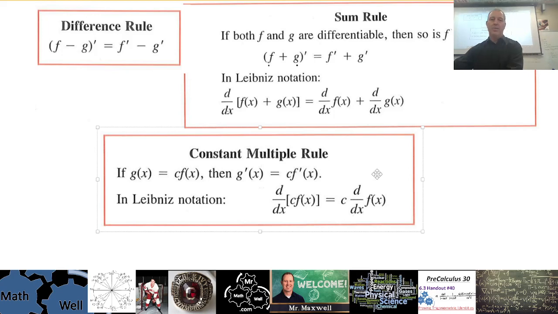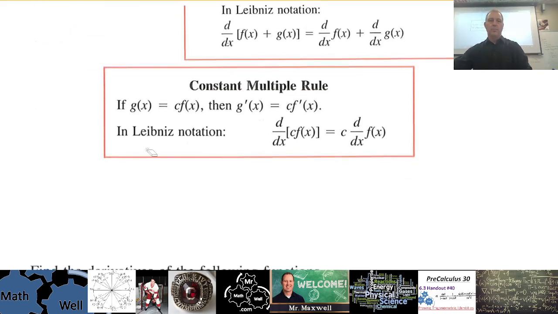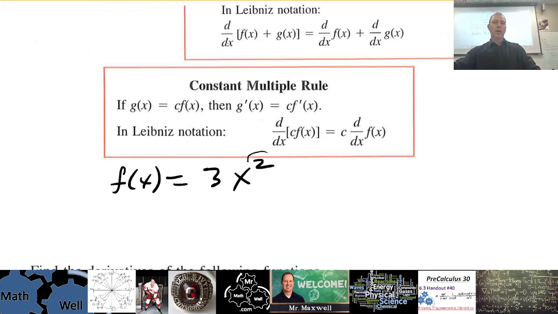So here's just a quick example. If the function was 3x squared, and I want to take the derivative of this, in our activity yesterday, what we noticed is we multiplied 2 times 3 to get the new coefficient. Now, that's a combination of the power and the constant multiple rule. Technically, what they would say would be this.